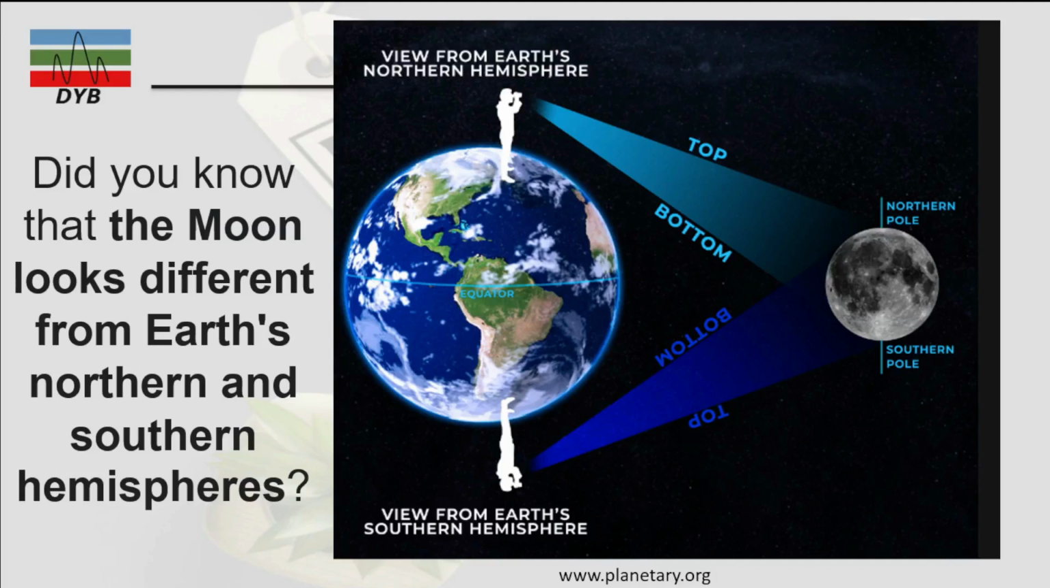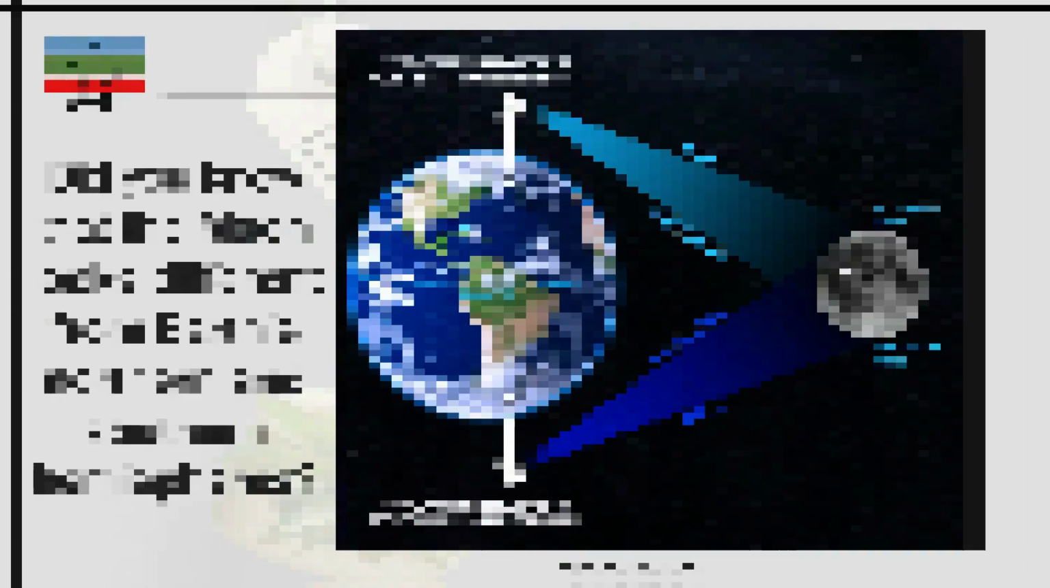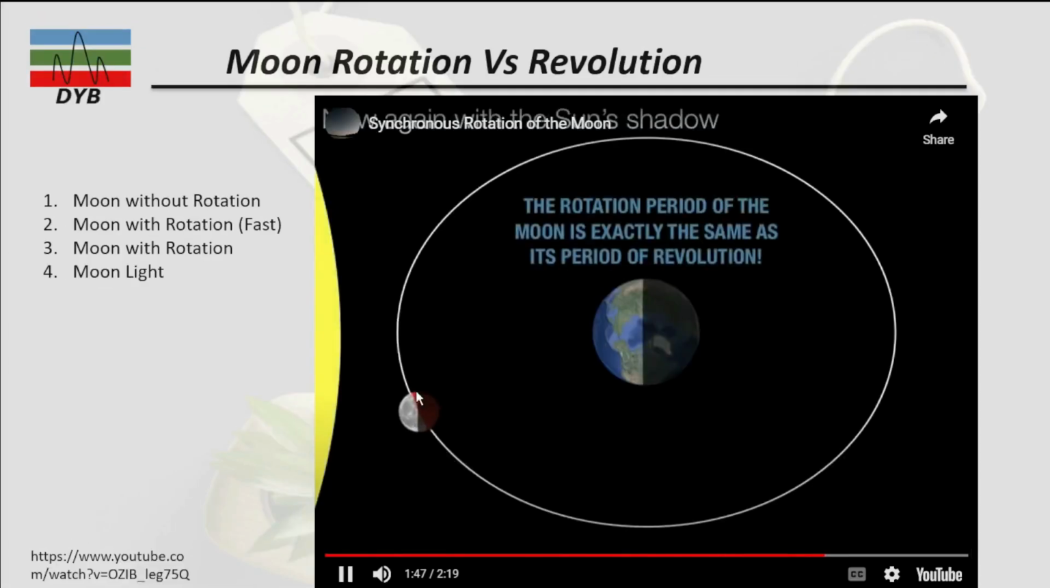Did you know that the moon looks different from the Earth's northern and southern hemispheres? Obviously, you can see the Earth if the moon is here. If a person is looking from the northern hemisphere, he will be looking at this part of the moon. But when a person is in the southern hemisphere, he will be looking at this region of the moon.